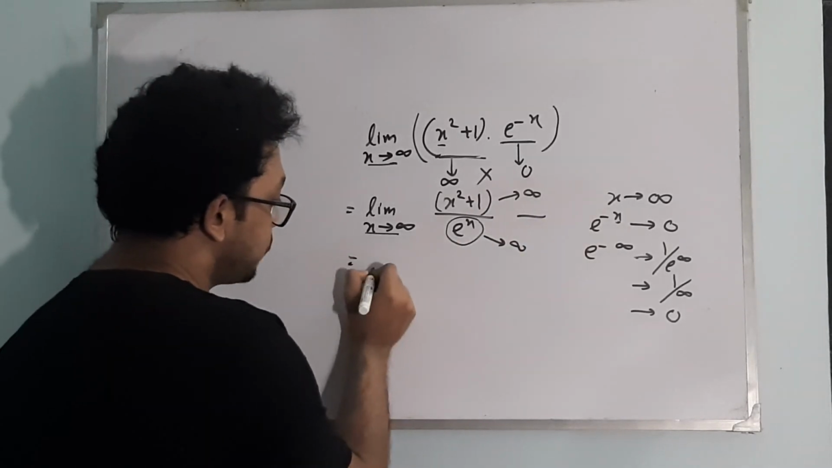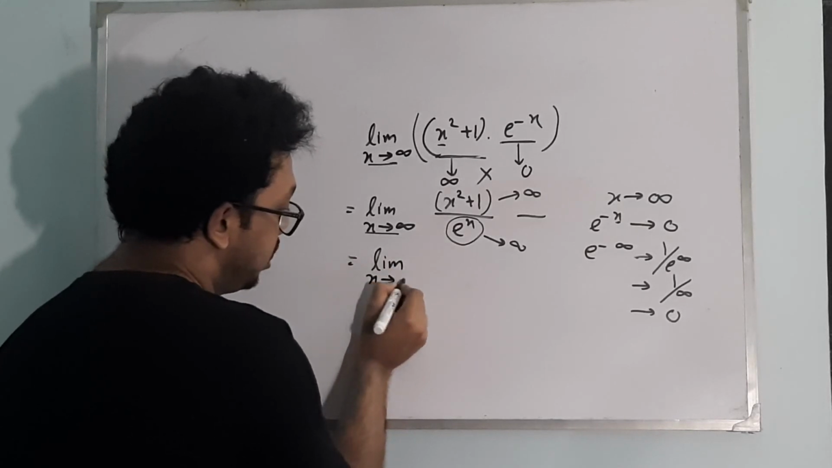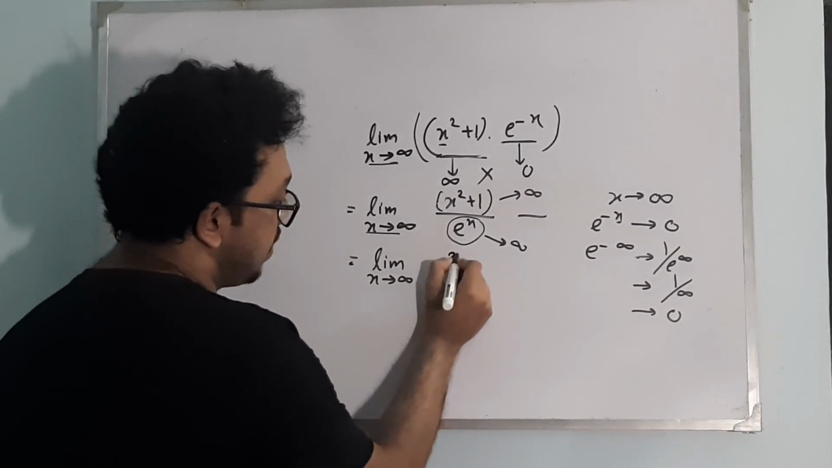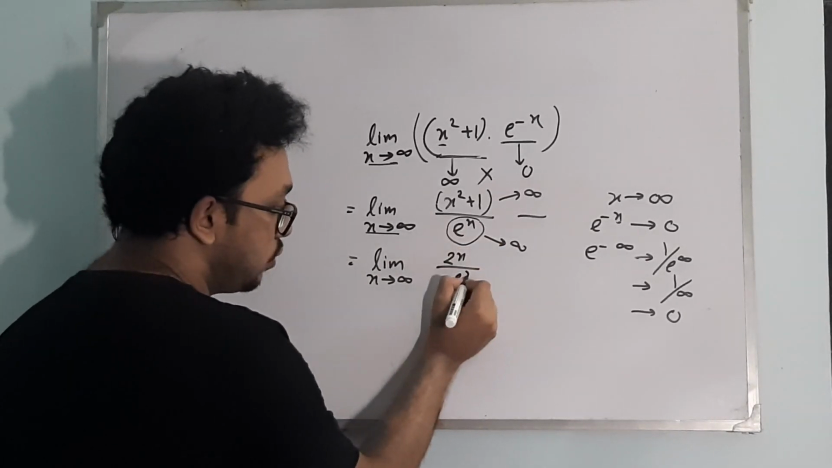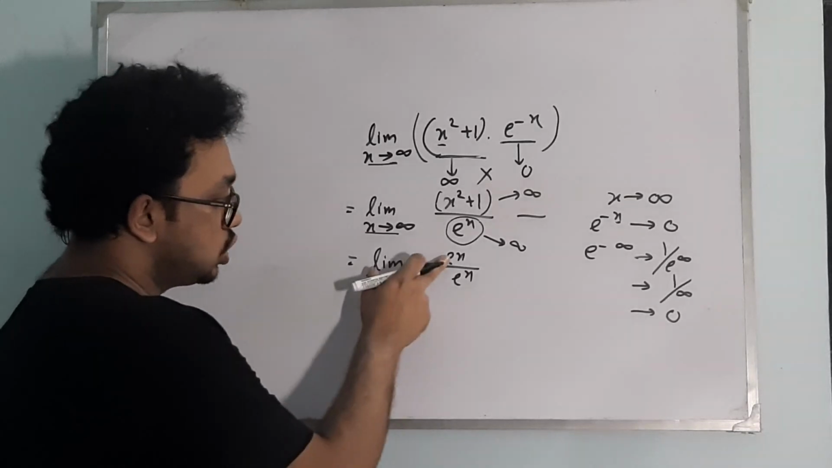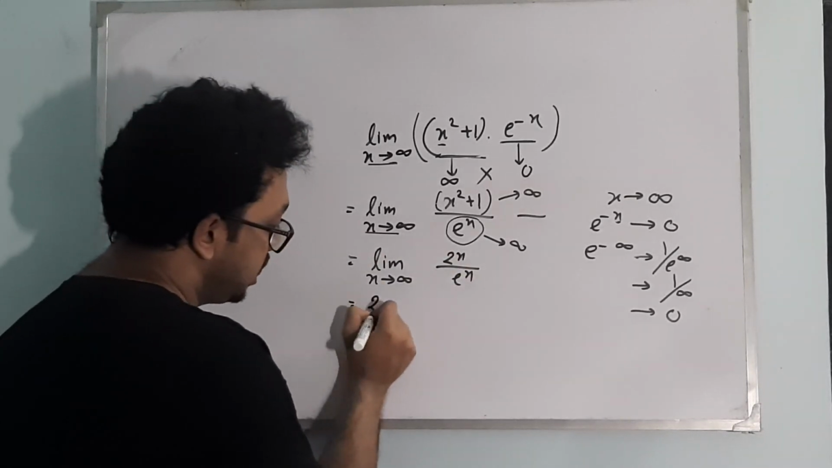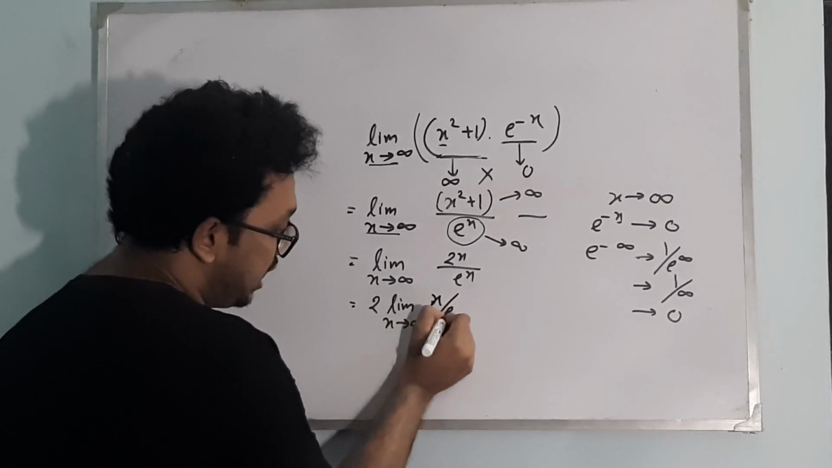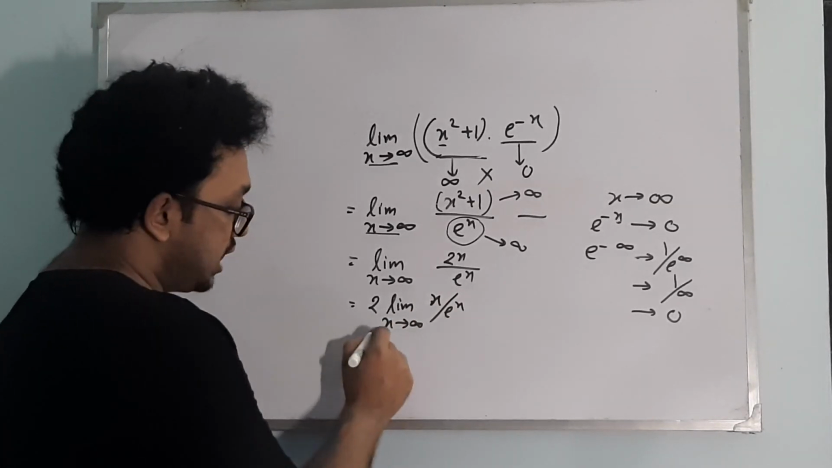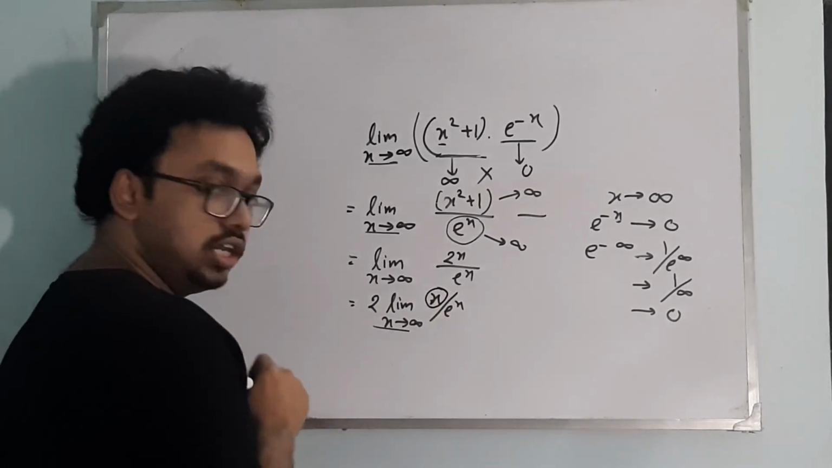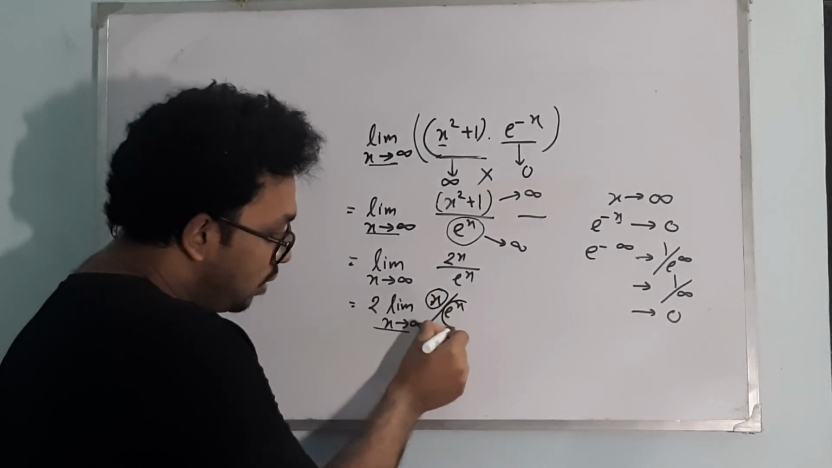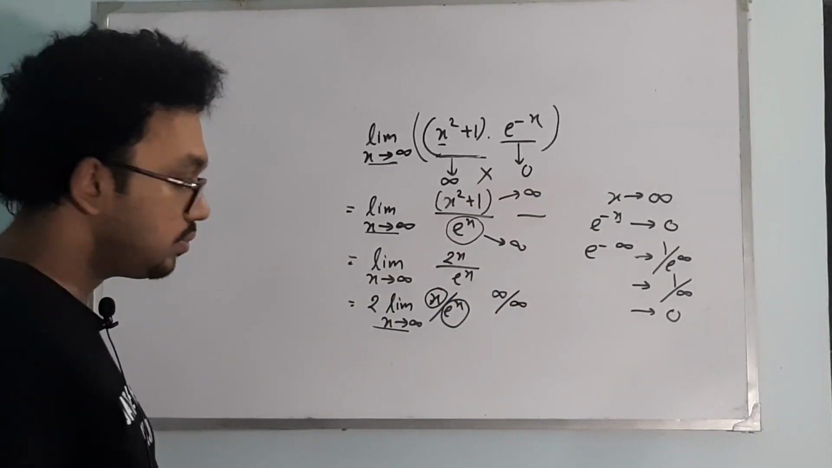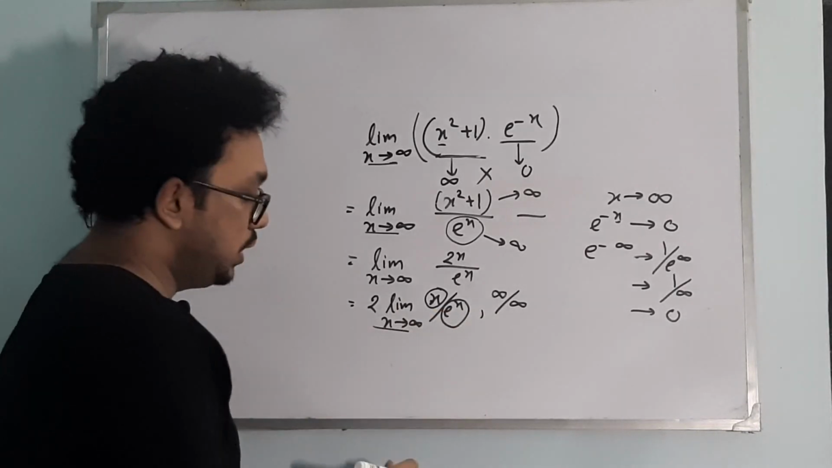And what we do in such a form is differentiate the numerator and denominator separately with respect to x. If we differentiate the numerator, we will have 2x. If we differentiate the denominator, we will have e to the power x. This 2 is a constant which can be taken outside the limit. So I will have 2 times the limit as x tends to infinity of x divided by e to the power x. When x is tending to infinity, the numerator is tending to infinity and the denominator e to the power x is also tending to infinity. So we have an infinity by infinity form, and you have to use L'Hospital's rule again.